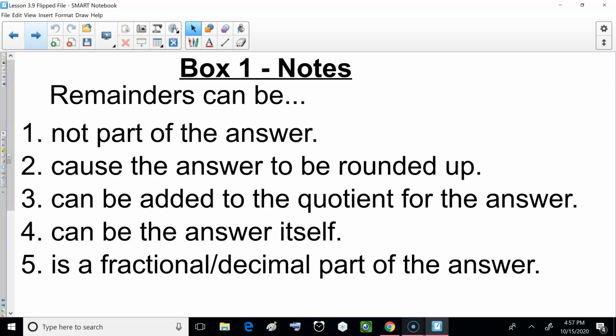So it's important that we really understand the problem and think about the question and what it's asking us, so we know when we do our work, what do we do with that remainder if we have one? So you can pause the video right now. You can write down these 5 different options of what could happen, because they will come in handy today when we solve some word problems.